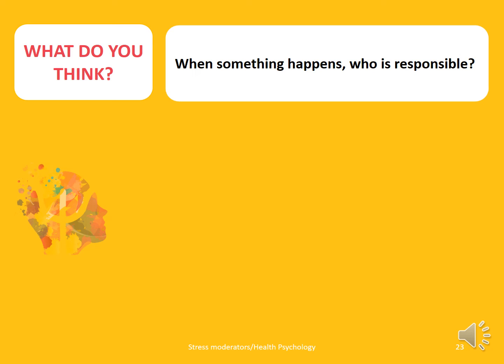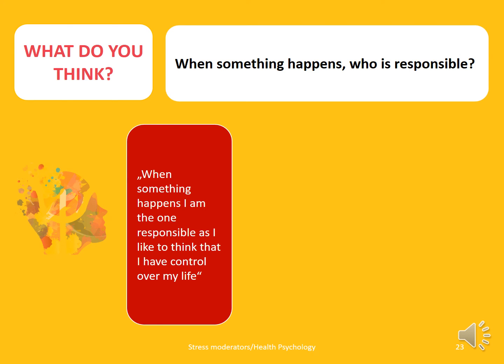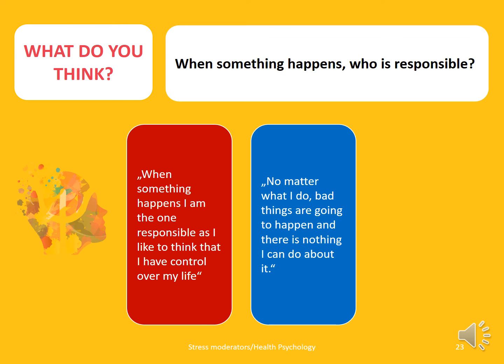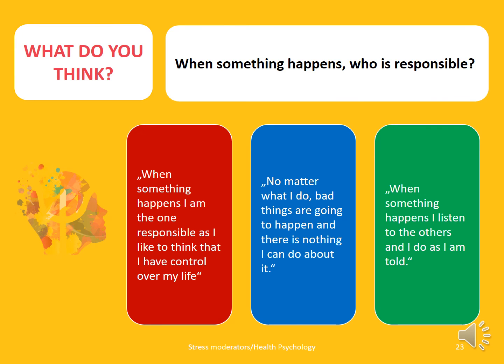Welcome back. It is very possible that your answer might be close to one of the following examples. It could be something like, when something happens, I am the one responsible, as I like to think that I have control over my life. Or, no matter what I do, bad things are going to happen, and there is nothing I can do about it. Or, when something happens, I listen to the others, and I do as I am told.